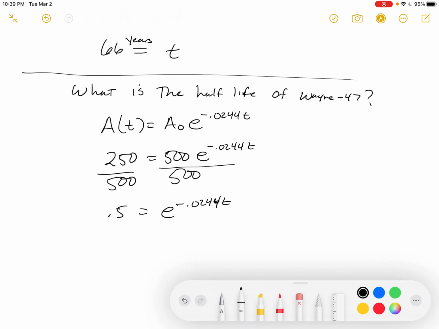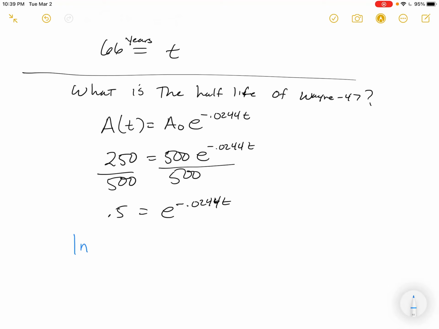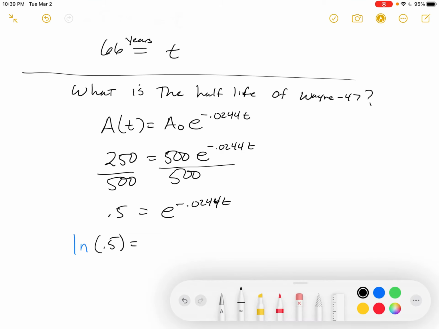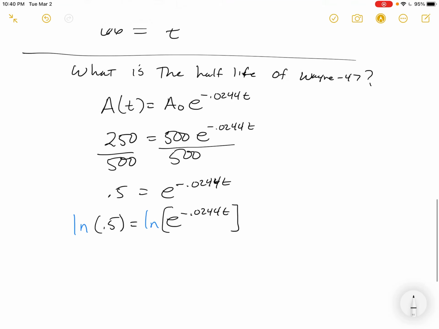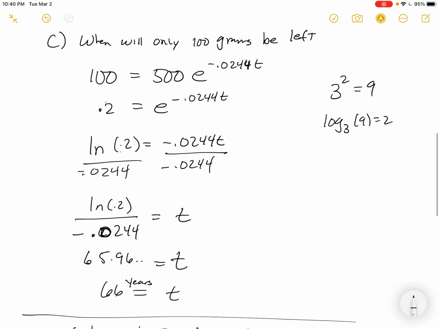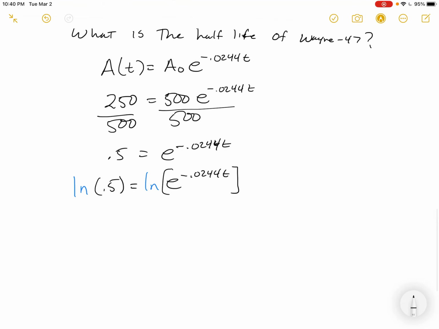So what am I going to do next? Well, this time I'll show taking the ln of both sides. It's going to be essentially the same thing. ln of 0.5 is equal to ln of e to the negative 0.0244t. So I'll show the other way that it's often explained. The first way that I did it back here, I just translated an exponential into its log statement, which always works. Or you can apply ln's to both sides. This is ln of 0.5, and the ln and the e cancel because they're inverse functions of one another, and we get negative 0.0244t.